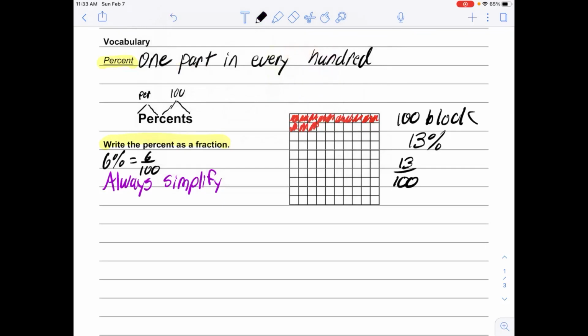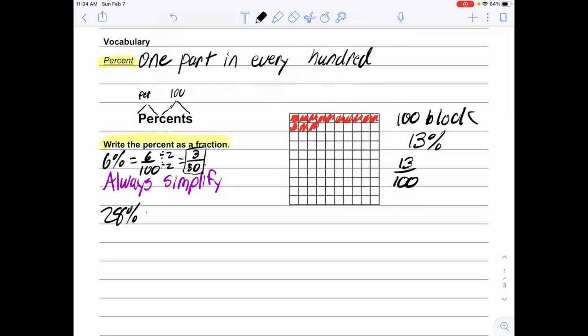For 6 and 100, I know those are both divisible by 2. 6 divided by 2 is 3, and 100 divided by 2 is 50. So my final answer is going to be 3 over 50. Any fraction then is going to be the same. So for example, let's do 28%. See if you can pause the video and write 28% as a fraction.